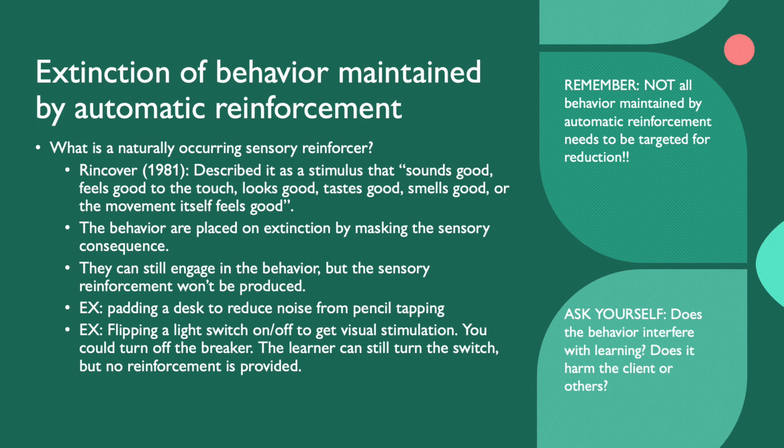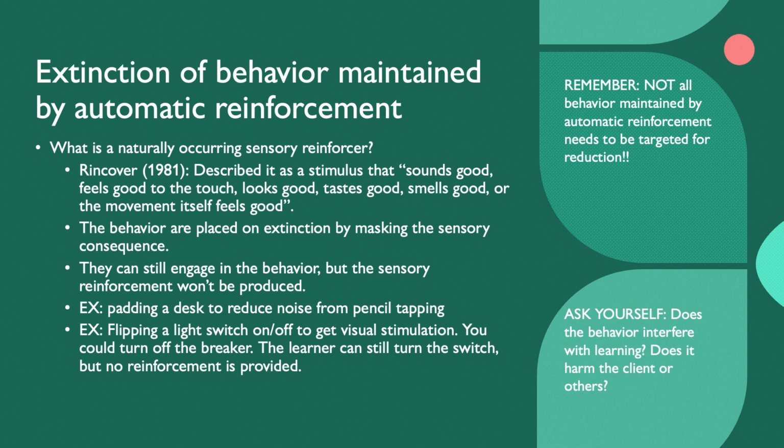And sometimes it can be very challenging to identify what specific stimulus is maintaining that behavior. Sometimes it can be difficult to know, let's say, for example, a person that engages in hair twirling. Is the behavior being maintained by the sensation of the hair being twirled in the person's fingers?